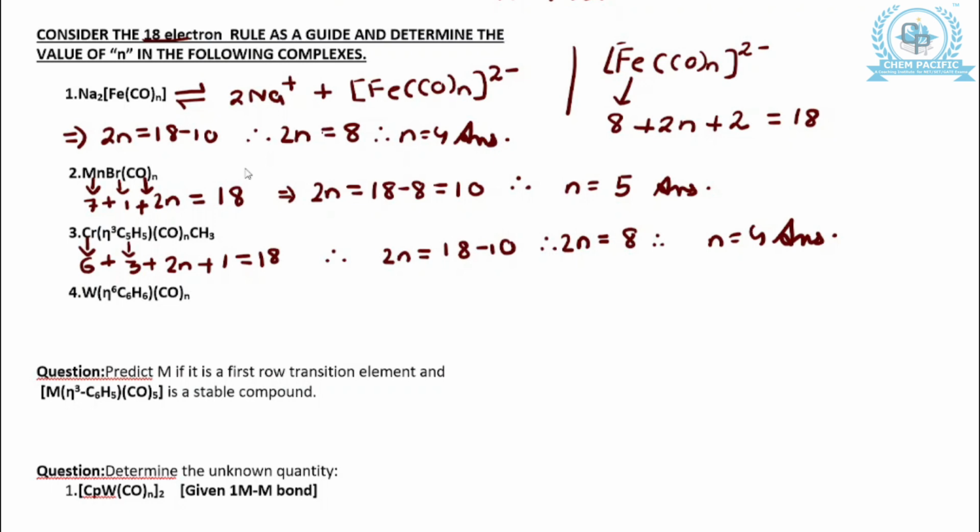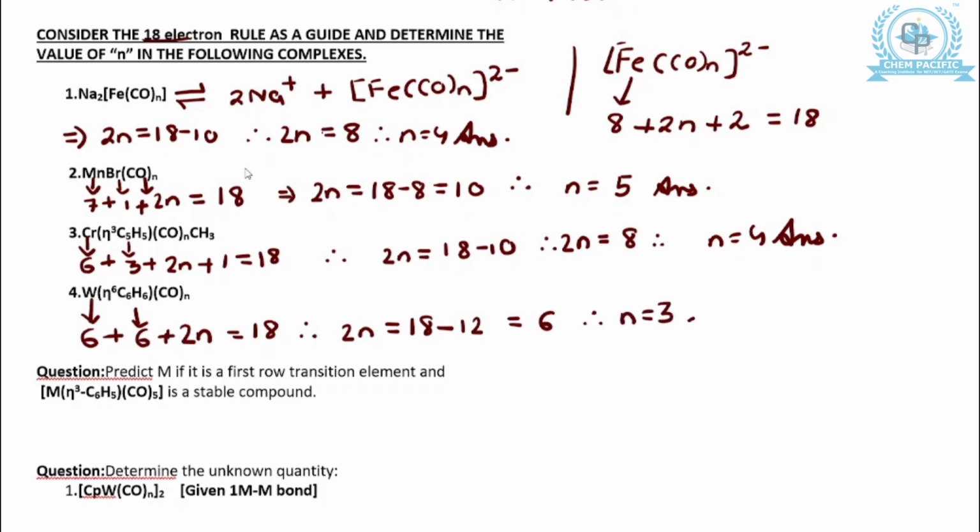The last one. Tungsten has valence electron 6. And this has the eta 6 form, so it is a 6 electron donor. Then you have 2n, and again this is equal to 18. Therefore, 2n is equal to 18 minus 12, which is equal to 6. Therefore, n is equal to 3. This is the answer. Clear?